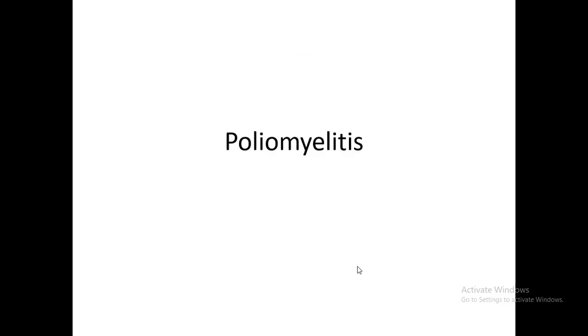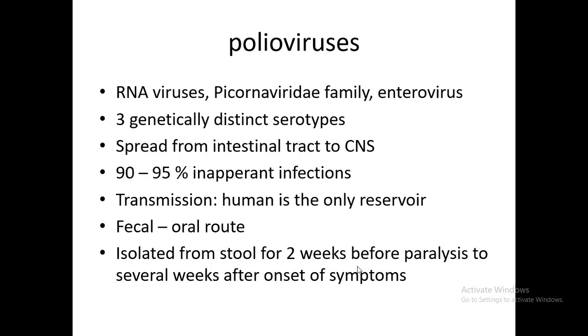And then we will talk about poliomyelitis. Again, we have to remind you that poliomyelitis incidence was reduced because of the use of the regular vaccination program. It is caused by an RNA virus, the polio viruses. There are 3 genetically distinct serotypes. Fortunately, 90 to 95% of the cases cause inapparent infection.